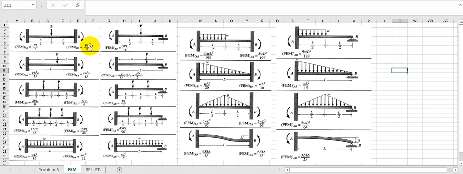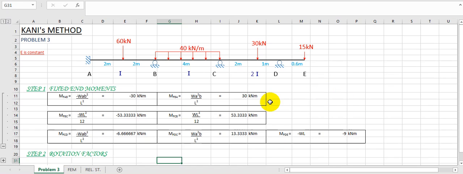This first condition is required, that is a point load acting at the center of the beam, then a point load acting at a distance A, and a UDL acting throughout the span. Only these 3 conditions are required to find the fixed end moment. So you can either memorize them, and once you're done, we'll proceed with the problem.